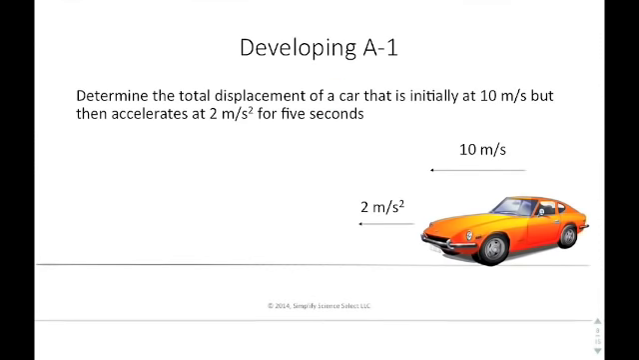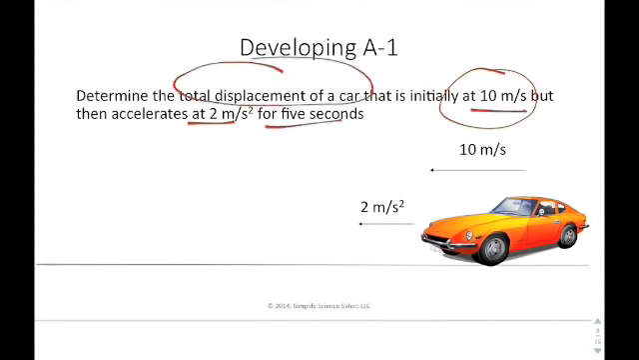So let's look at an example of this equation. It says determine the total displacement of a car that is initially traveling at 10 meters per second, but then accelerates at 2 meters per second squared for 5 seconds. So we're trying to figure out the total displacement of a car.